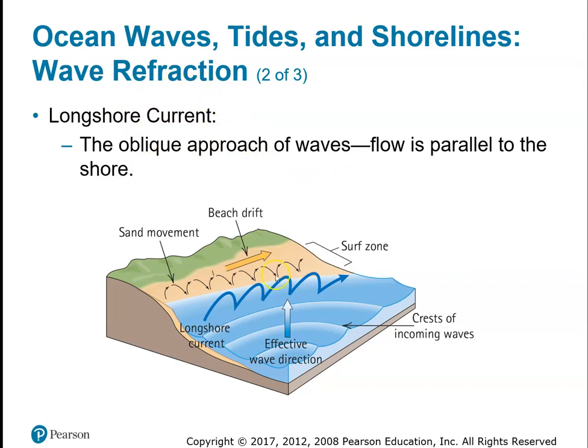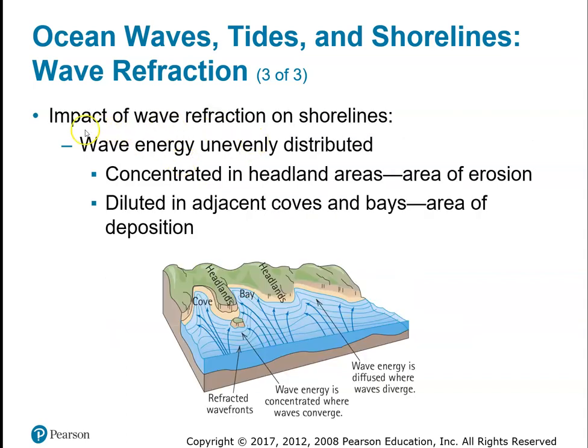So there's refraction, and once it gets to be parallel, or nearly parallel, it's called a longshore current. All right, so what happens along the shoreline? The energy of the wave, as it's shown here, is unevenly distributed.